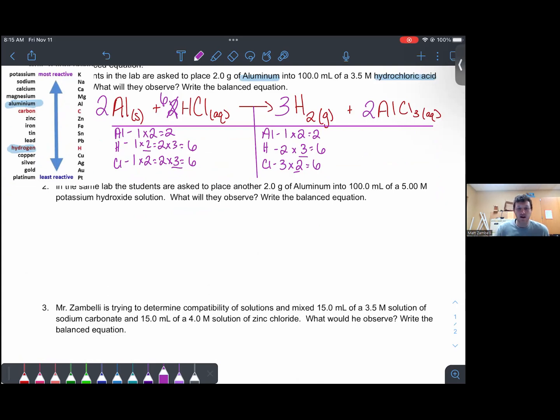Number 2 is very similar, all right, but this time it says that we're placing 2 grams of aluminum into 100 milliliters of a 5 molar potassium hydroxide solution. All right, so we want to write down that balanced equation again.